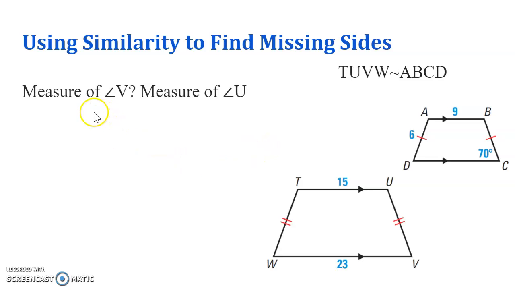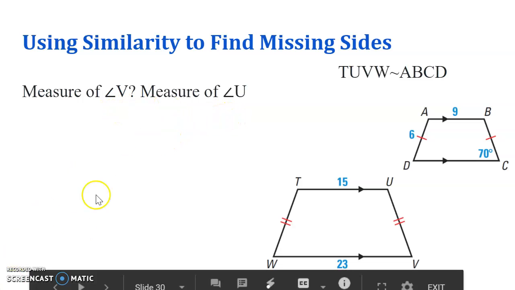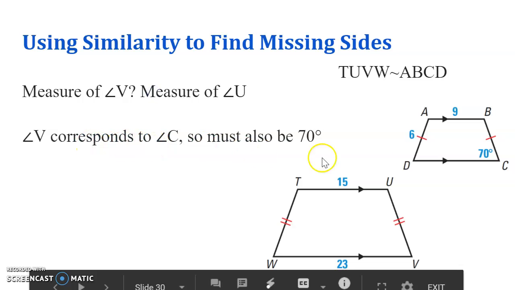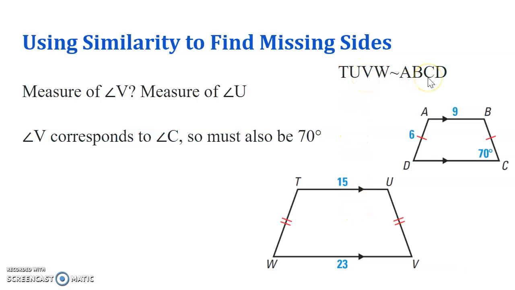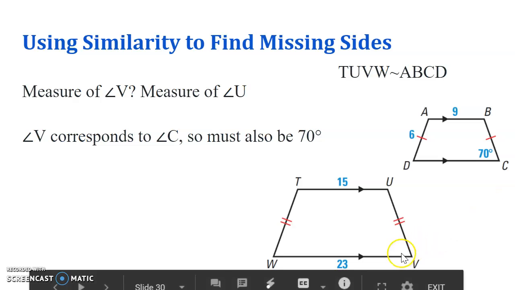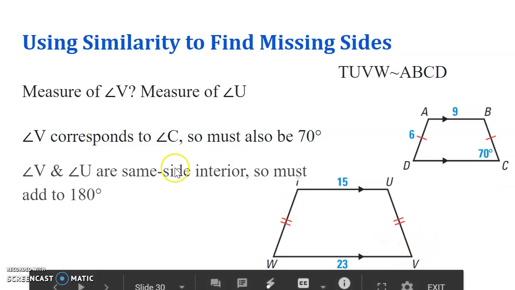So what do we know about the measure of V, the measure of U? Well, angle V corresponds to angle C, because V is the second to last letter and C is the second to last letter in that similarity statement. So that must be 70 degrees. What else do we know? V and U are same side interior angles, so they must add to 180 degrees.